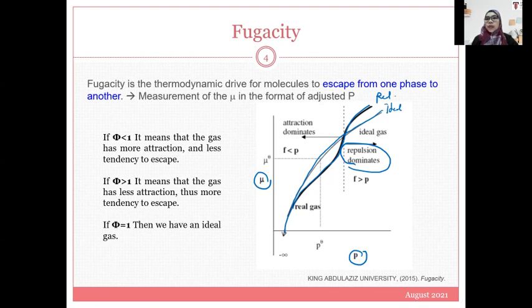The relation of the fugacity and pressure can be determined by the fugacity coefficient. If the fugacity coefficient is less than 1, the gas has more attraction and less tendency to escape. If higher than 1, it has less attraction and more tendency to escape. That means the molecules do not attract each other and tend to escape. And if the fugacity coefficient is equal to 1, then we have an ideal gas, meaning the real gas mimics the ideal gas. We will learn more about the fugacity and fugacity coefficient in the next slide.